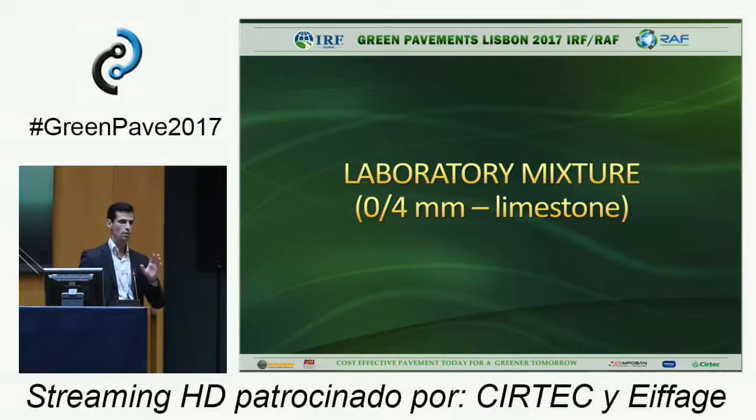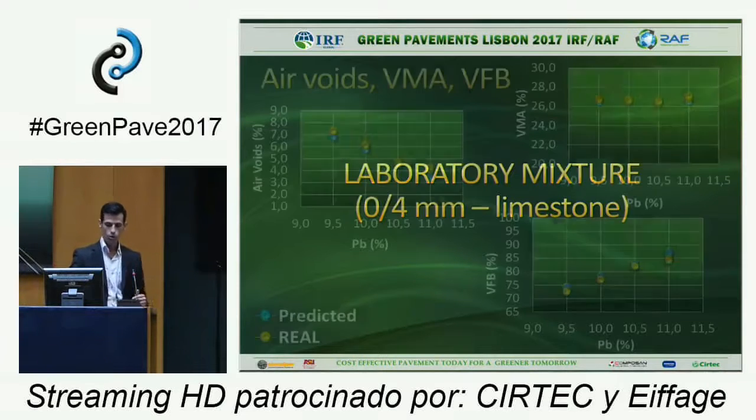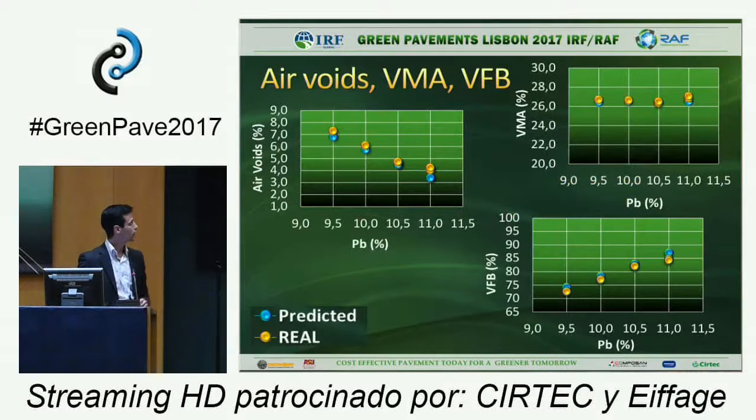For the first mixture that we did, we used the same curve, the same composition, and the same percentage of bitumen and RAR that was used in the test section, but the nature of the 0.4 fraction was limestone. In this case, we are looking at the numbers in terms of the air voids. In this case, the VMA, and in this case, the VFB. The predicted is the blue one, and the real is the one obtained in the lab. The yellow one is from the lab.